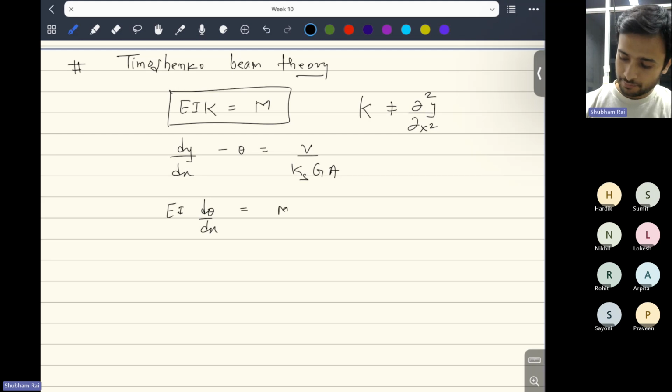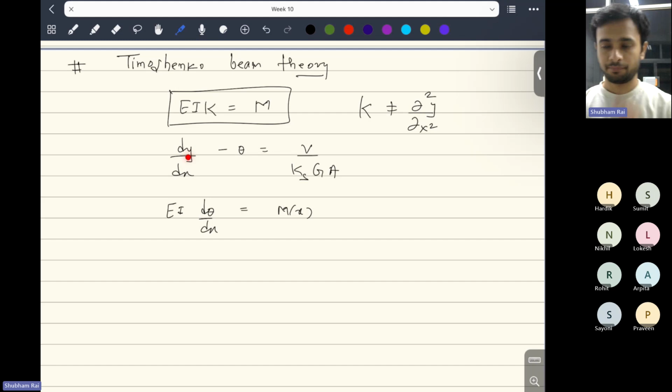That is it. So the first equation will be to find out the deformation of the central line of the beam, and the second equation will be to find out theta. I mean, these two are coupled equations, but there are two equations and two unknowns because y is also unknown, theta is also unknown.